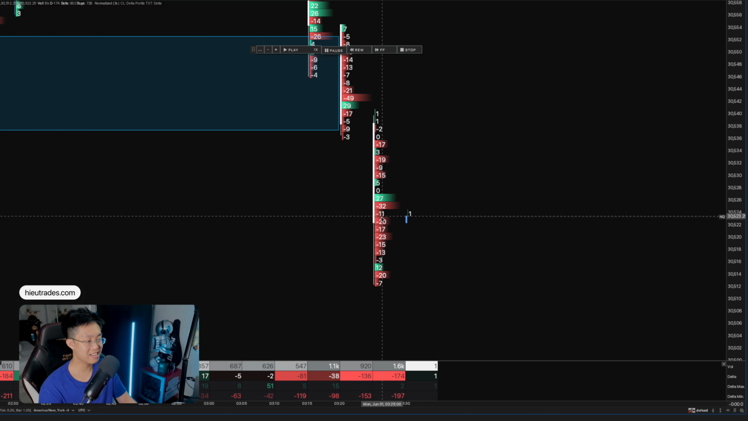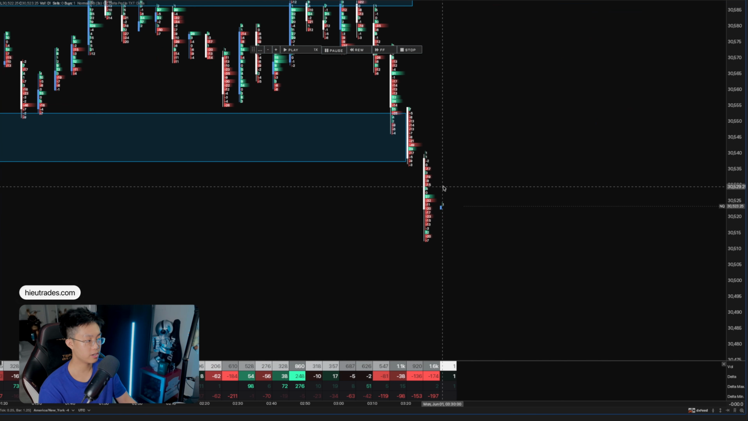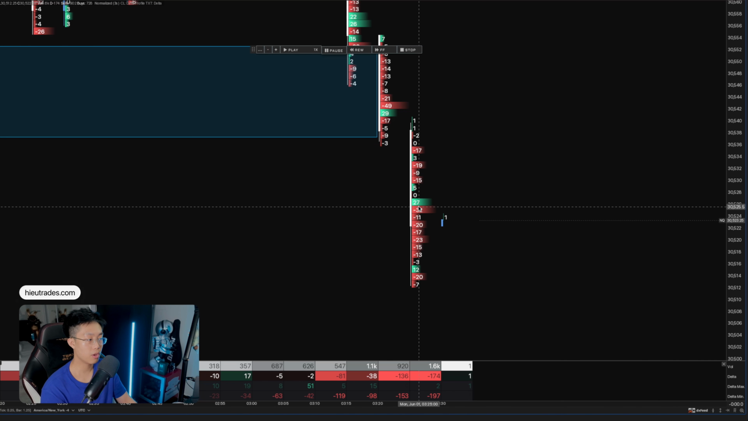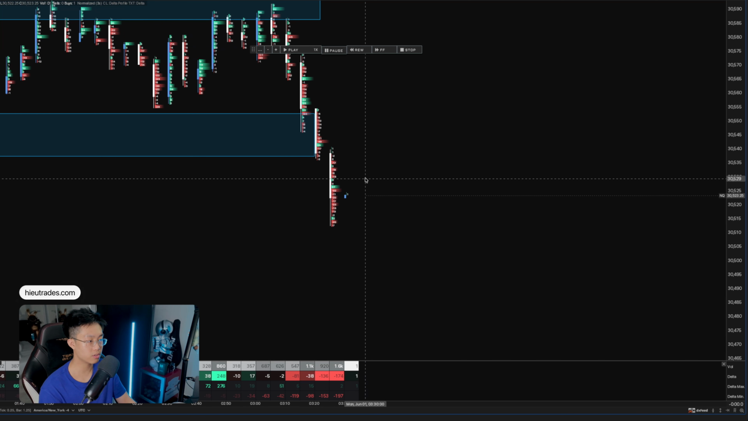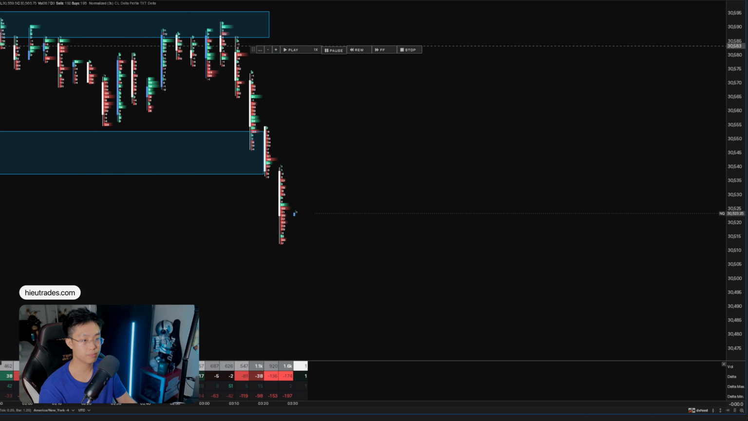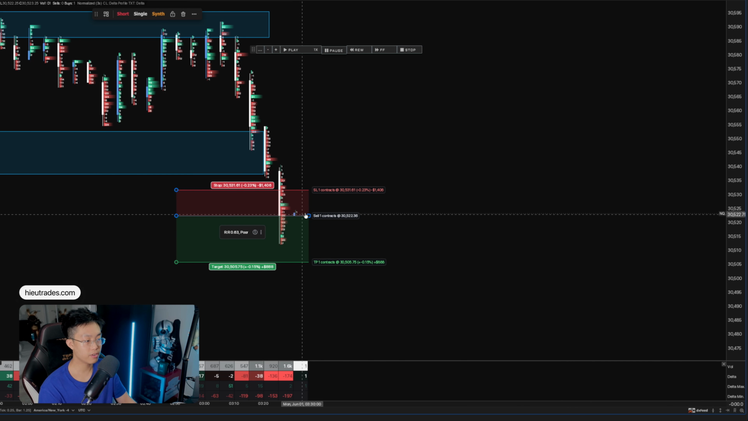Sellers completely dominated most of the level in this candle after breaking up this range, and any buyers that try to bring us back into this value area were quickly absorbed. So now this is where you could start to fill up with your entries. So the first entry, this is where your first entry could be.